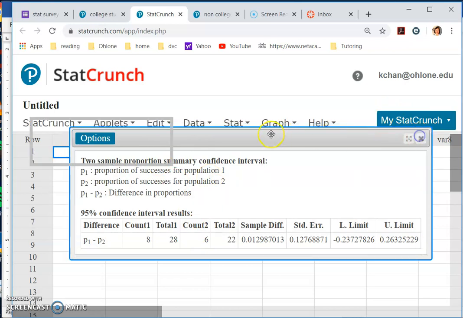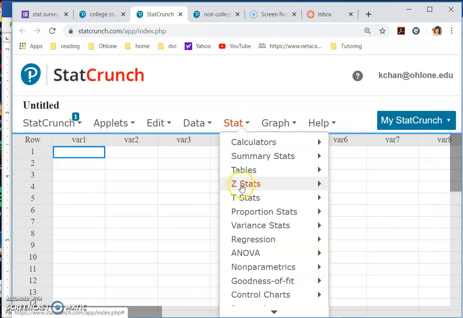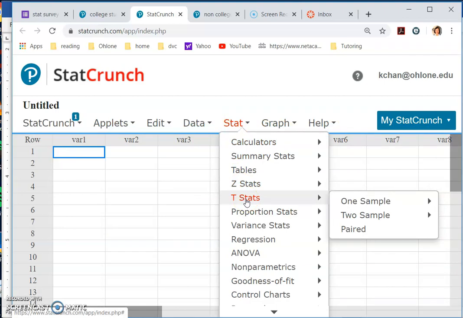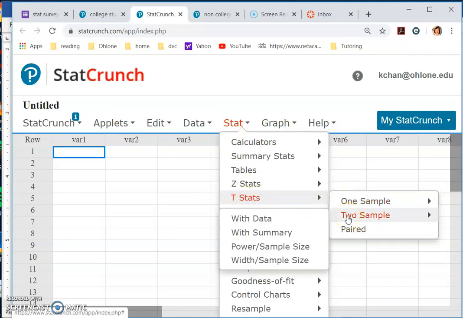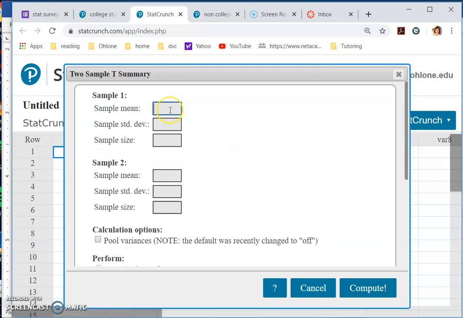So we're done with this. We want to do a t-stat two sample test. They're not matched pair data. They're just two samples from two populations. So we'll just do a T Stat, Two Sample With Summary. We could do it with data, but we just don't want to move them around. They're in two different files.